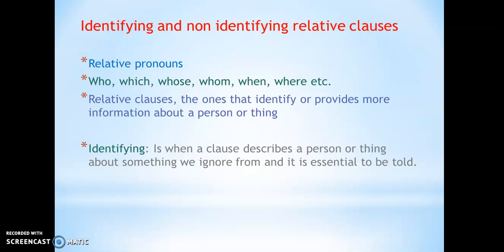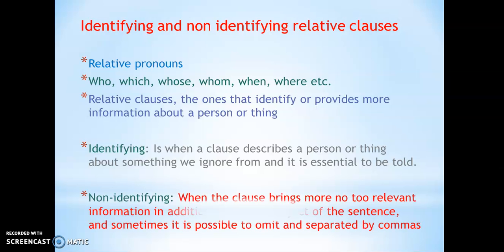And the definition of relative clauses: the ones that identify or provide more information about a person or thing. So these relative pronouns include more words. Altogether, they make a relative clause. That's what it says here. We also have identifying. What is identifying? It is when a clause describes a person or thing about something we know, and it is essential to be told. Identifying clauses give us precise and very important information about the subject or an object. So that's why they are called identifying.